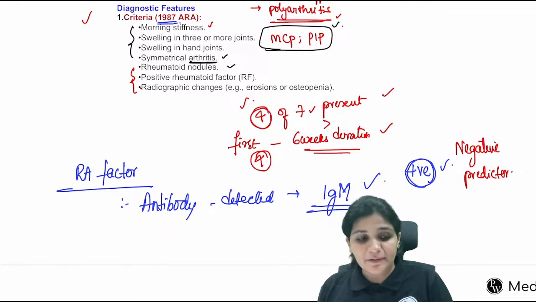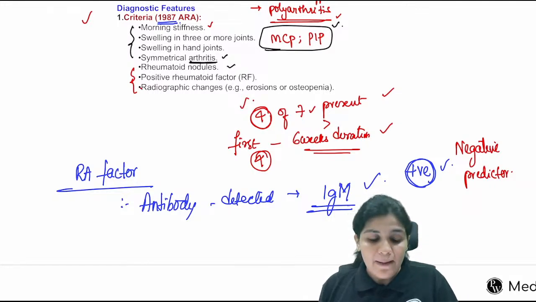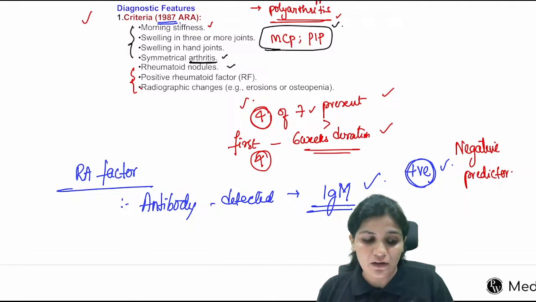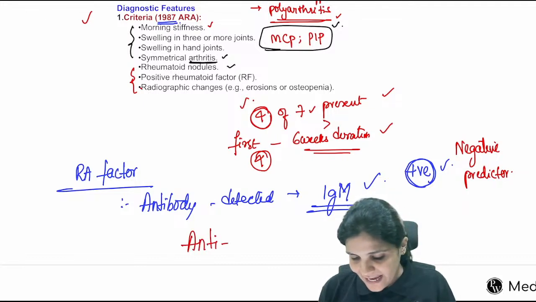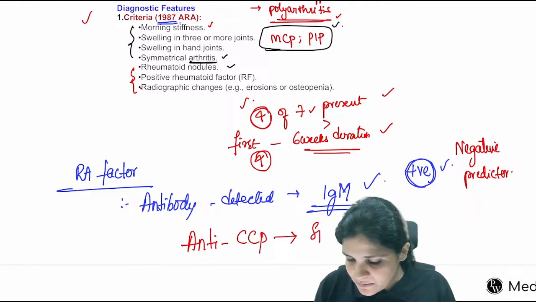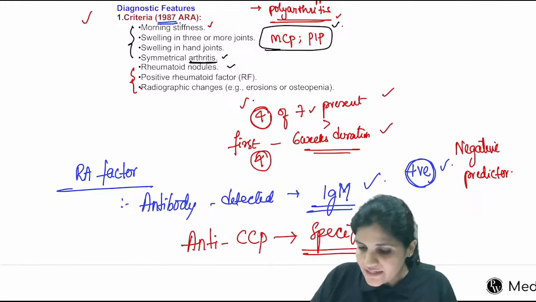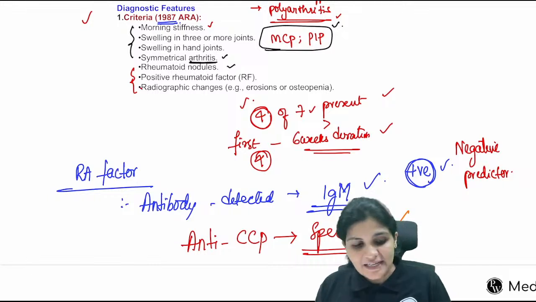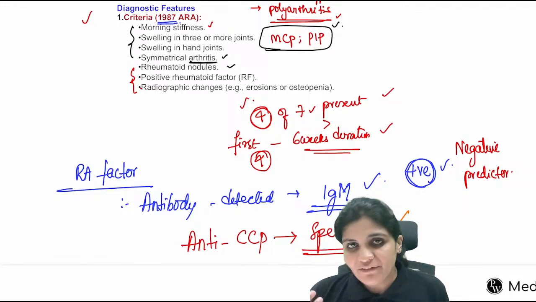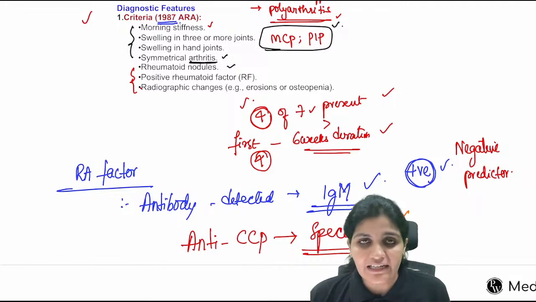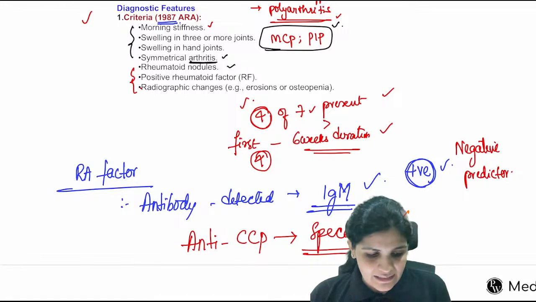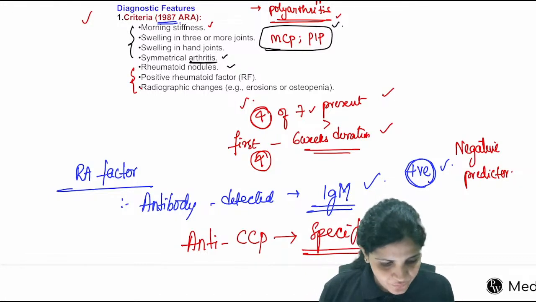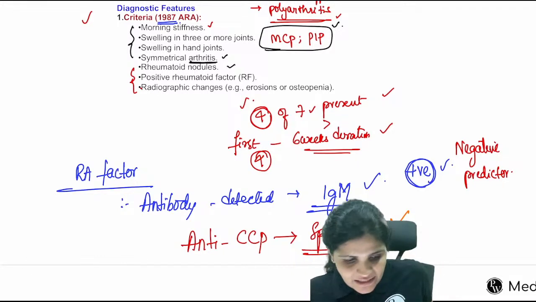And this is the negative predictor, that means if the RA factor is negative, you can rule out rheumatoid, but the presence of RA factor doesn't indicate that this is rheumatoid. But anti-CCP antibodies are very, very specific. So the recent advancement is that anti-CCP antibodies are the diagnostic criteria. Once they are positive, that means the patient has rheumatoid arthritis. But RA factor can be used too. If it is negative, to some extent you can rule out rheumatoid arthritis, right? So that is about the diagnostic criteria.